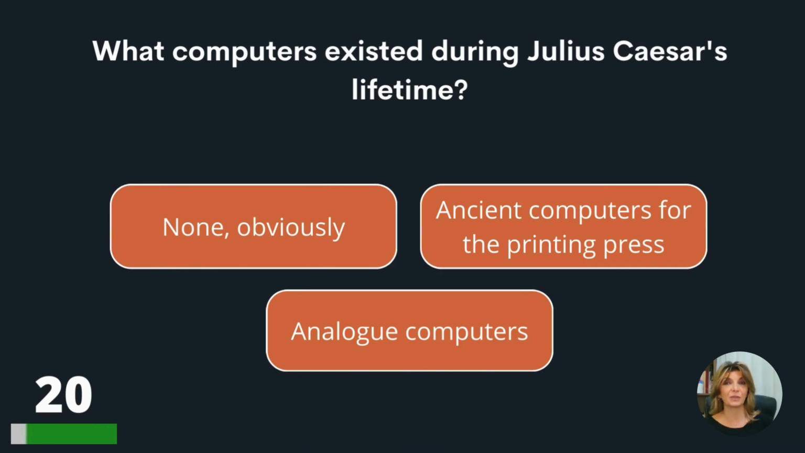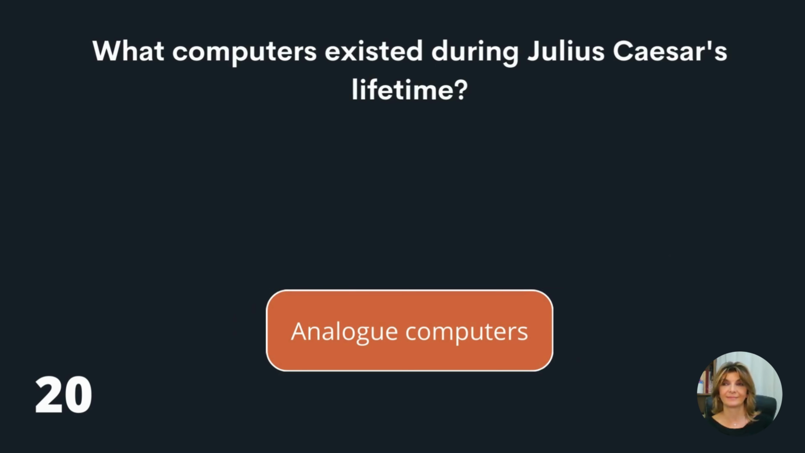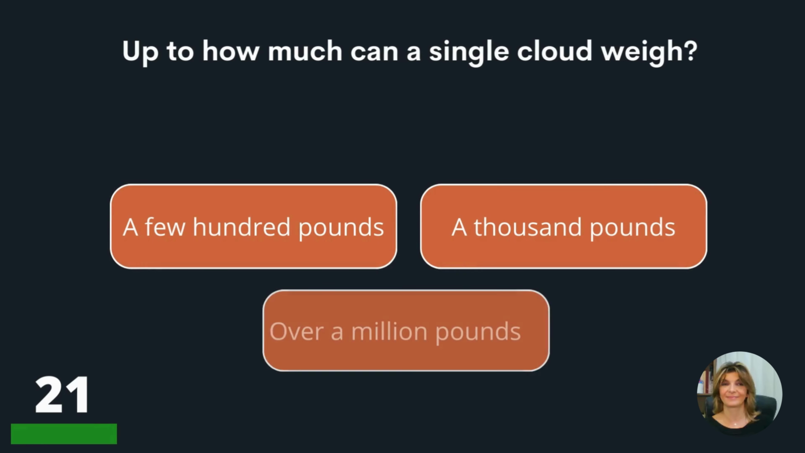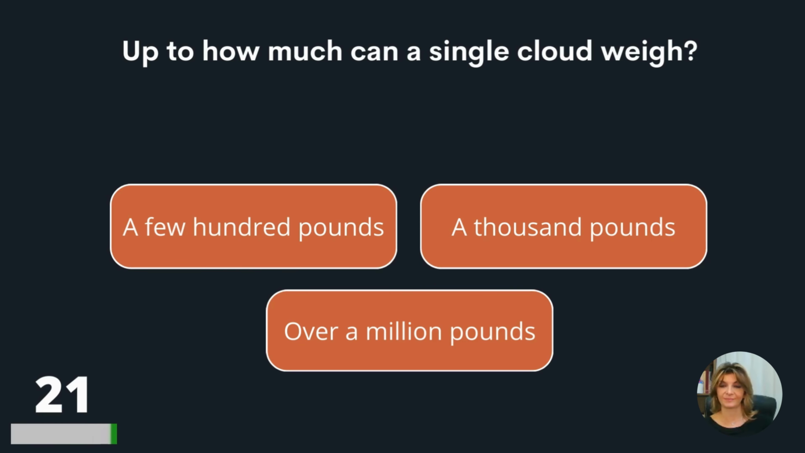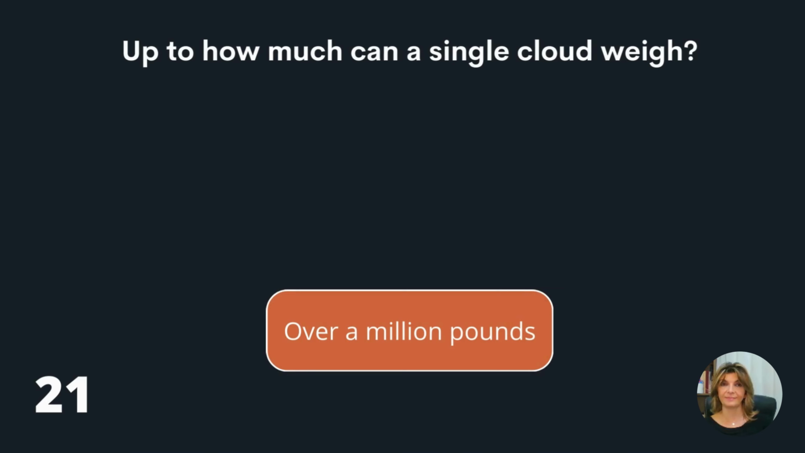What computers existed during Julius Caesar's lifetime? None, obviously. Ancient computers for the printing press, or analog computers? Analog computers. Up to how much can a single cloud weigh? A few hundred pounds, 1,000 pounds, or over 1,000,000 pounds? Over 1,000,000 pounds.